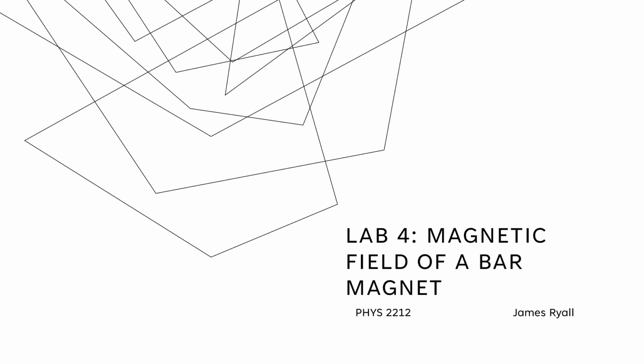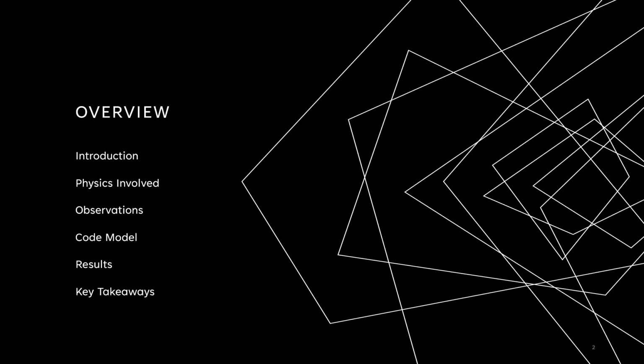Hello, this is Lab 4, Magnetic Field of the Bar Magnet, Physics 2212. Overview. First we get into a brief introduction, then we'll go into the physics involved, then we'll look at some observations, followed by the code model, and then our results and some key takeaways at the end.